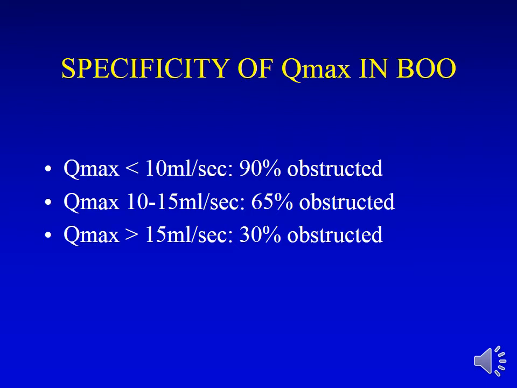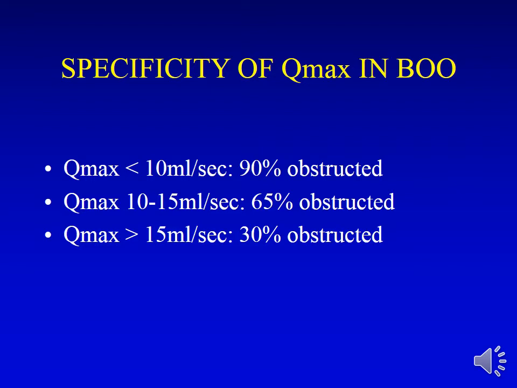Now, what is the Qmax? It is the maximum flow. Why is maximum flow so important in BOO, or bladder outlet obstruction? This concerns males, especially males between the ages of 50 to 80 years. When the Qmax is less than 10 ml per second, 90% of them most probably are obstructed. 10% may not be an obstruction; the poor flow may be due to a weakness of the bladder.